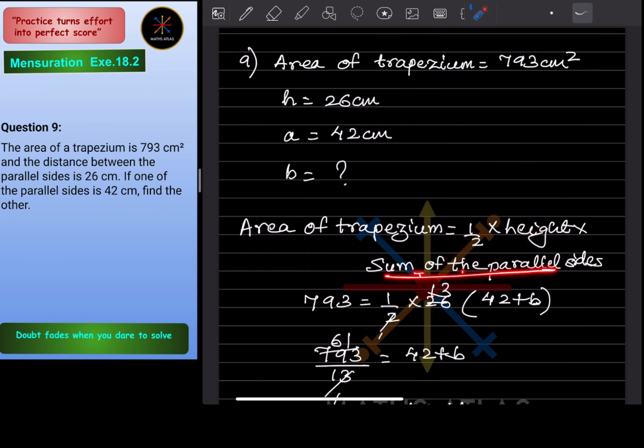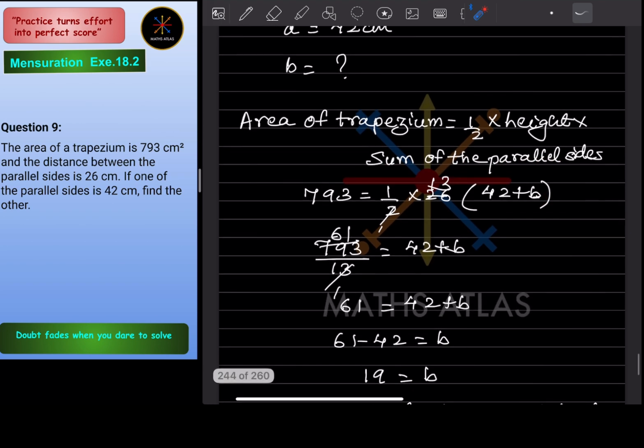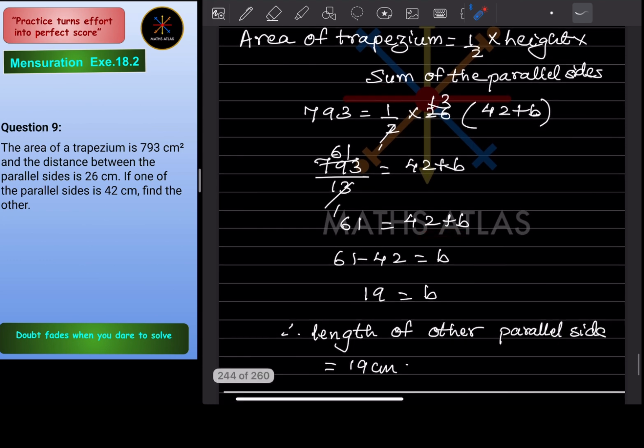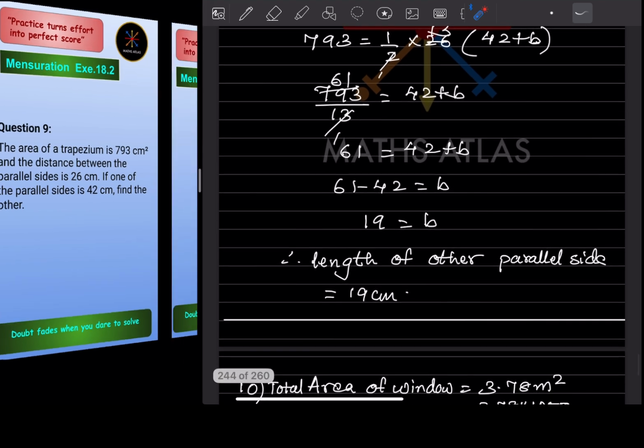So now the area is given as 793, half into the height 26, into the sum of the parallel sides. Here the other side is not given, so 42 plus B. This will go in the denominator, divided by 13, and this will be the same. After simplifying this one, we get 61 is 42 plus B. So this goes here, minus 42, so B is 19. So the length of the other parallel side is 19 centimeter.